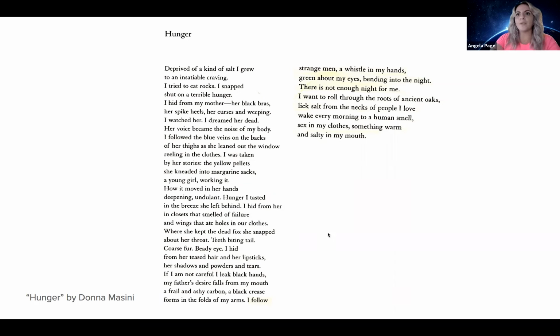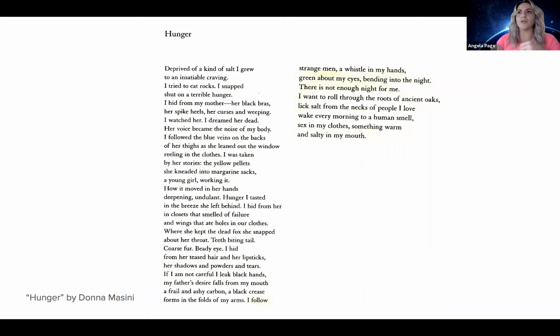The one that always pops out to me is this description where "I hid from her in closets that smelled of failure and wings that ate holes in her clothes." This particular one, "where she kept the dead fox she snapped about her throat, teeth-biting tail, coarse fur, beady eye." So this is in reference to an old type of mink or fox stole, where it was an actual fox, sadly, and the teeth actually clasp the fur tail. So she's making this description of a dead animal that was turned into clothing that sits in her mother's closet, right? It always just jumped out at me.